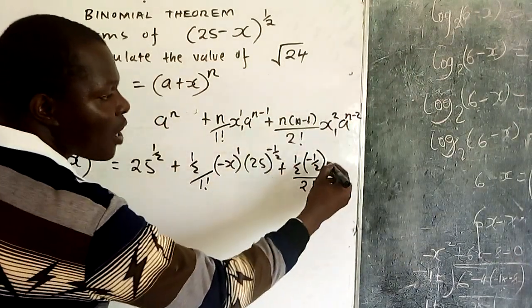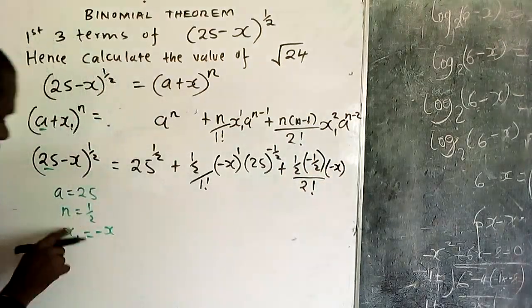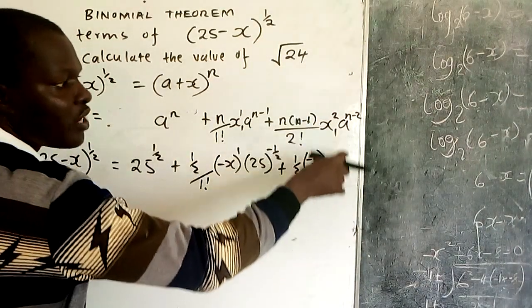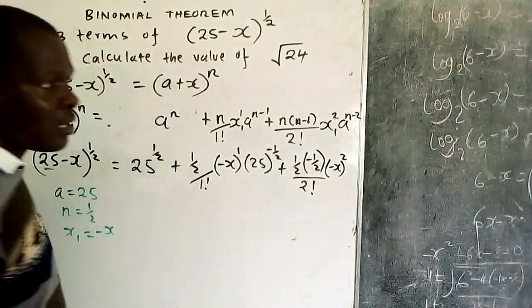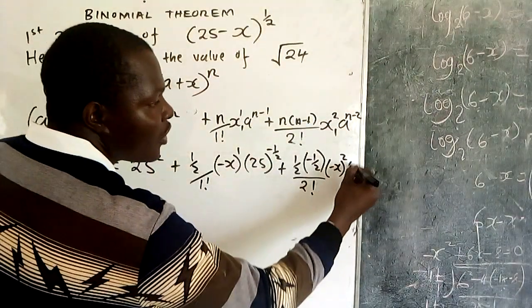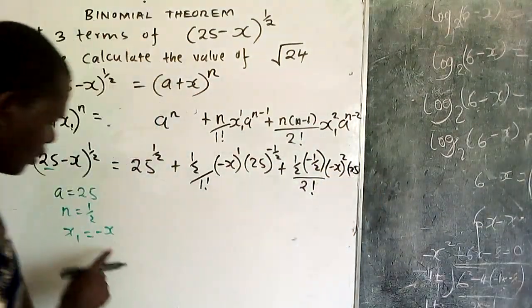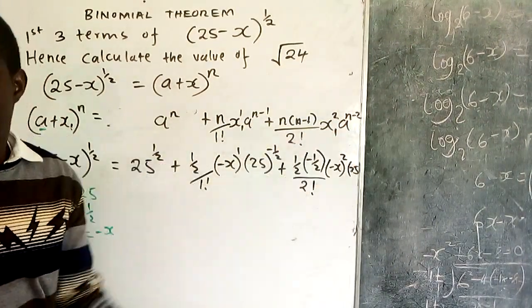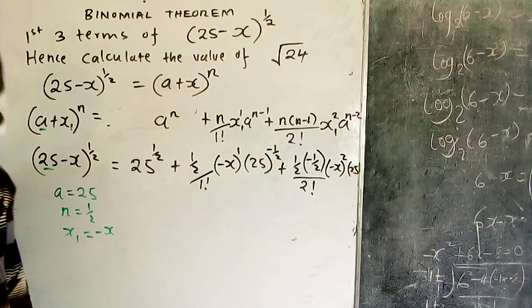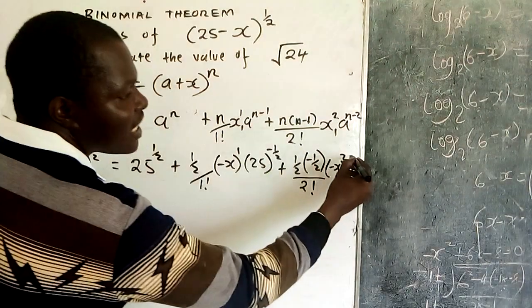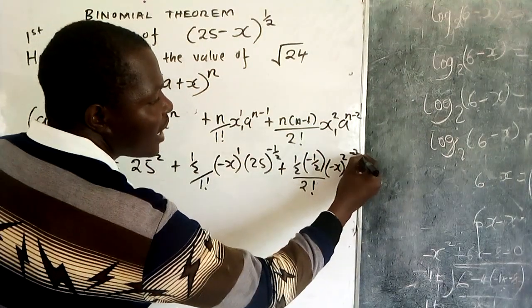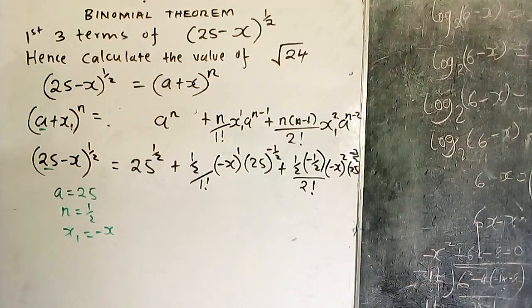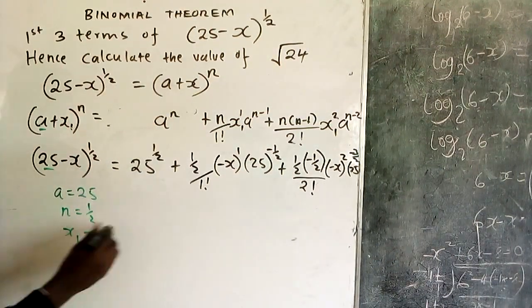Then we have x1 squared. What is your x1? Your x1 is negative x. While there is x1, you put negative x, then it is squared, isn't it? Yes. Then your a is 25. Yes. Then it is raised to power n minus 2, a half minus 2, isn't it? Yes. Because n is a half. So a half minus 2 is negative 3 over 2. Are we together?